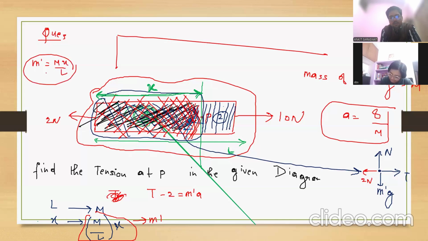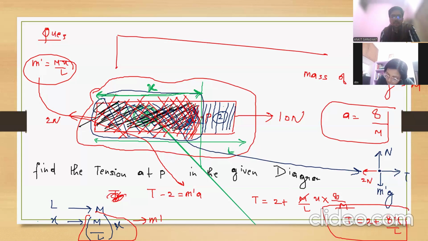Now put this mass where? In this equation. They are asking tension, na? T is 2 plus m dash, which is M by L x, times a. A is how much? 8 by M. So the answer is T is equal to what? 2 plus 8x by L. Understood?